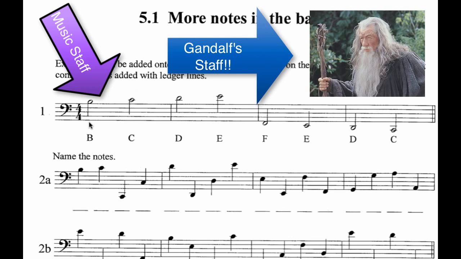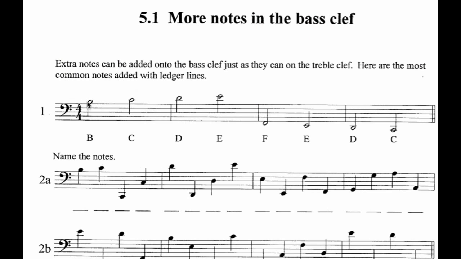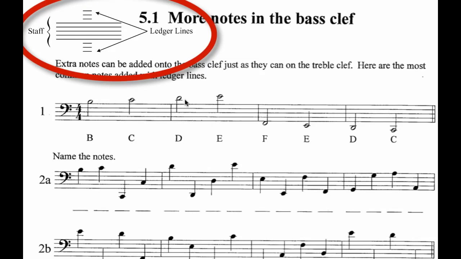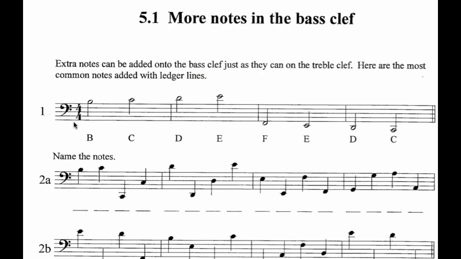And we write notes in spaces or on lines in the staff. When we need to write notes that are above or below the music staff, we add lines called ledger lines. Please remember that the alphabet for music is A, B, C, D, E, F, G, A, B, C, D, E, F, G. It just repeats those 7 letters over and over.